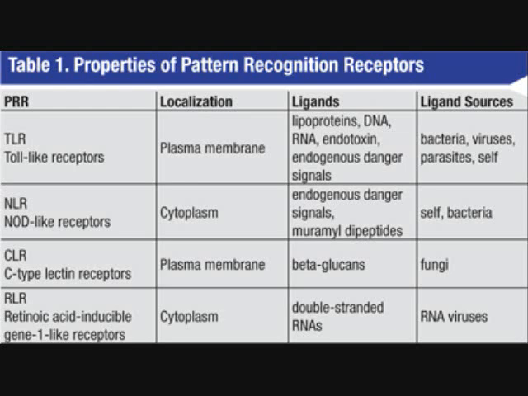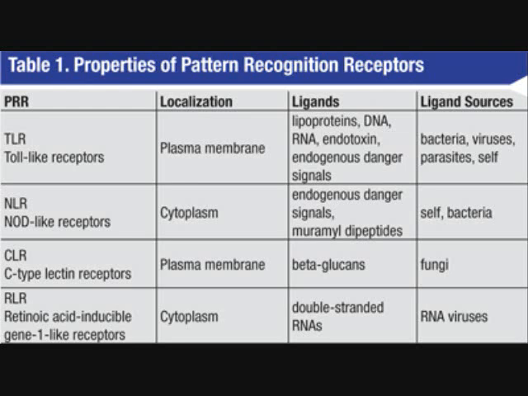They need to be able to recognize the highly conserved structural motifs known as PAMPs, or pathogen-associated molecular patterns. These are molecules that are exclusively expressed by microbial pathogens. And then you also have the DAMPs, or danger or damage-associated molecular patterns. And these are endogenous molecules that are going to be released by dead and dying cells.